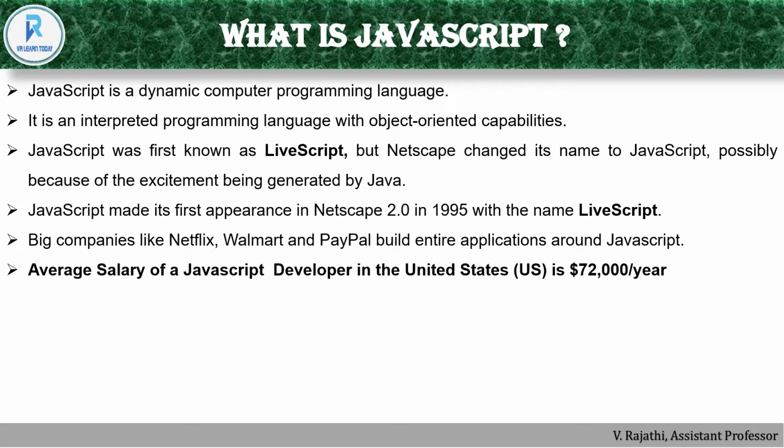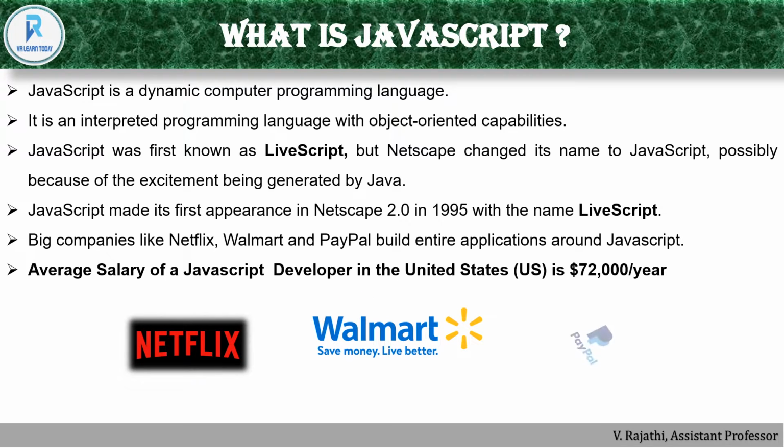Big companies like Netflix, Walmart and Tableau build entire applications around JavaScript. The average salary of a JavaScript developer in the United States is $72,000 per year.